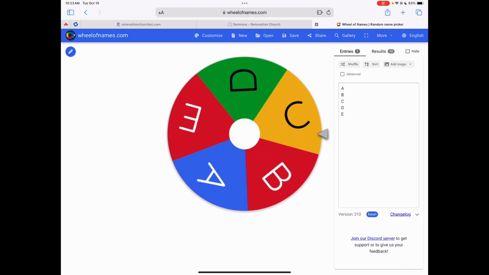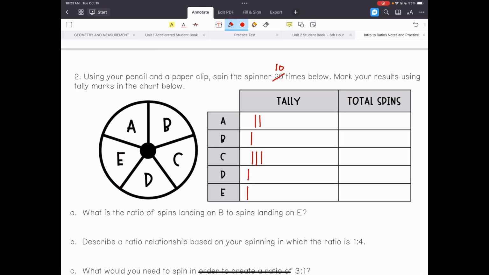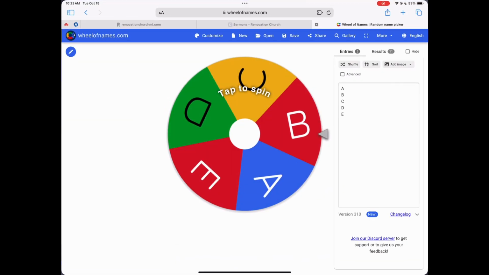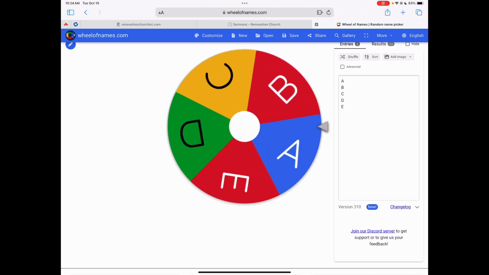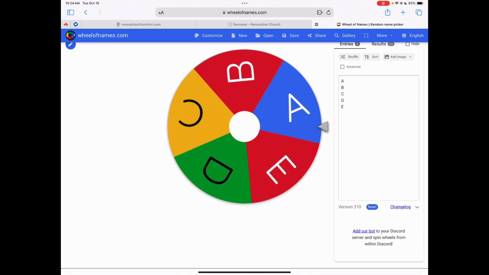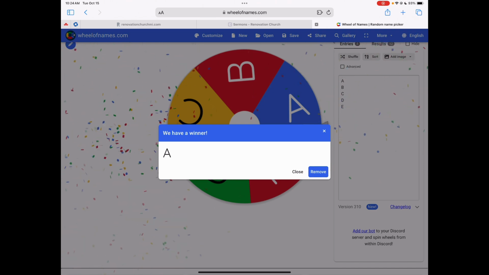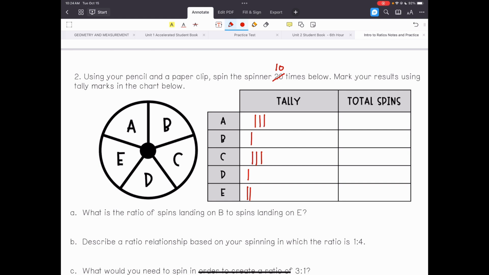Number 9. E again. And our last spin. I'll let it ride out and hopefully it'll cheer and throw confetti. It threw confetti, but the sound hates me. All right, so A was our last one. Okay, so our total spins for A was 3. Total spins for B was just 1. C was 3, D was 1, and E was 2.